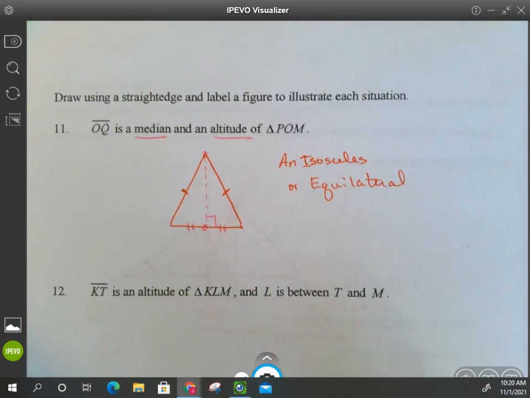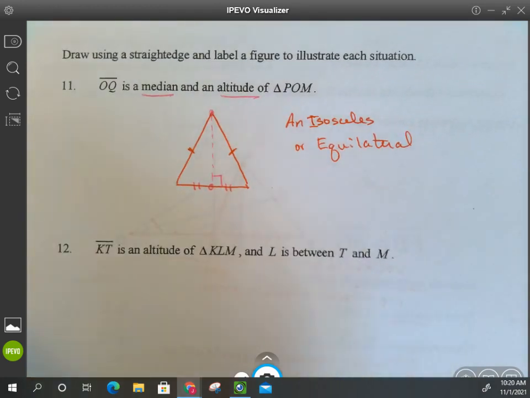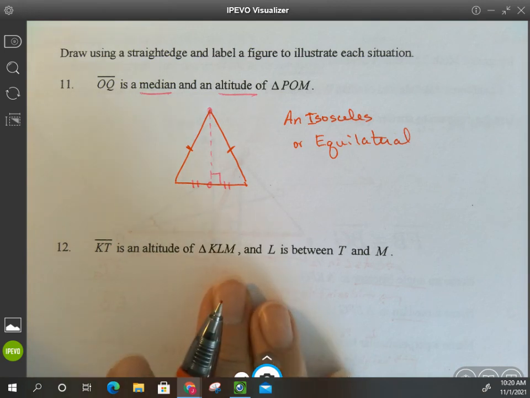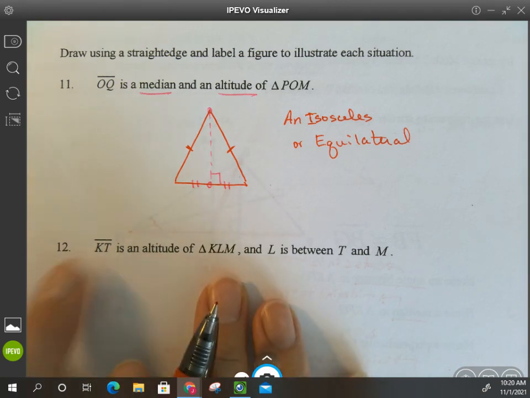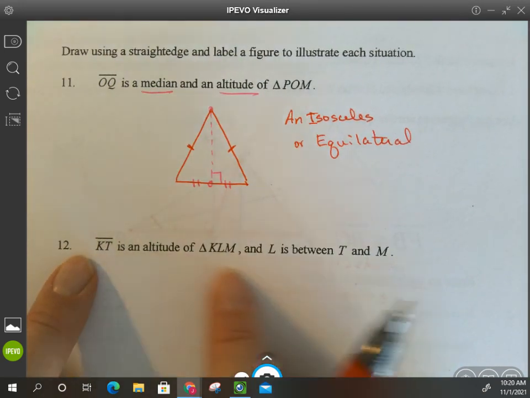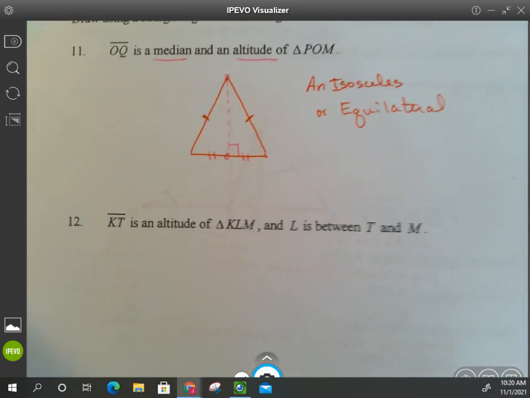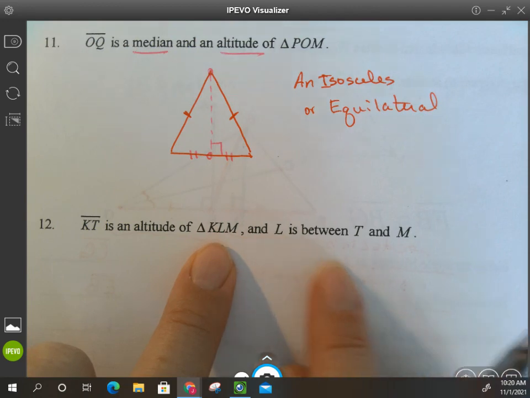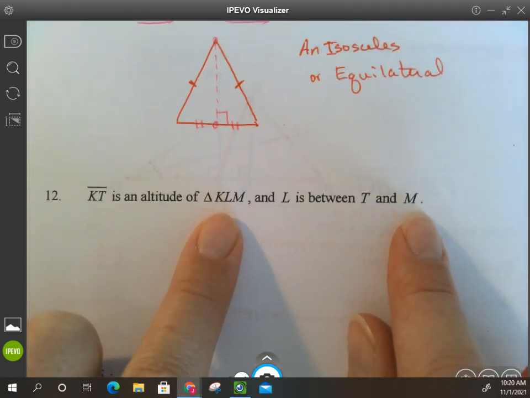Okay, now, when I first looked at this, I thought there was a typo here. It says KT is an altitude of triangle KLM. Okay, I've got that. K is part of the triangle, T is not. And this is where I got really confused, because it says L, which is on the triangle, is between T and M. Okay.